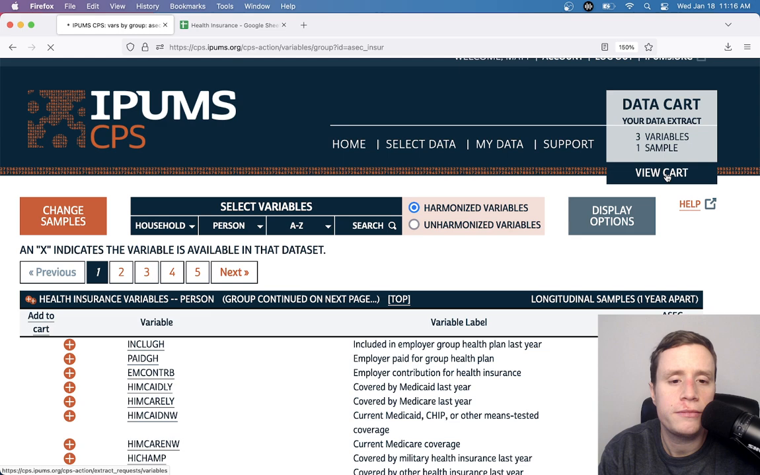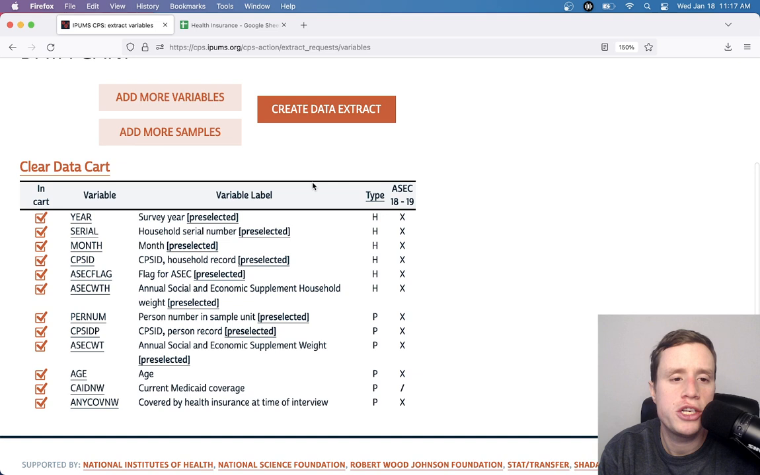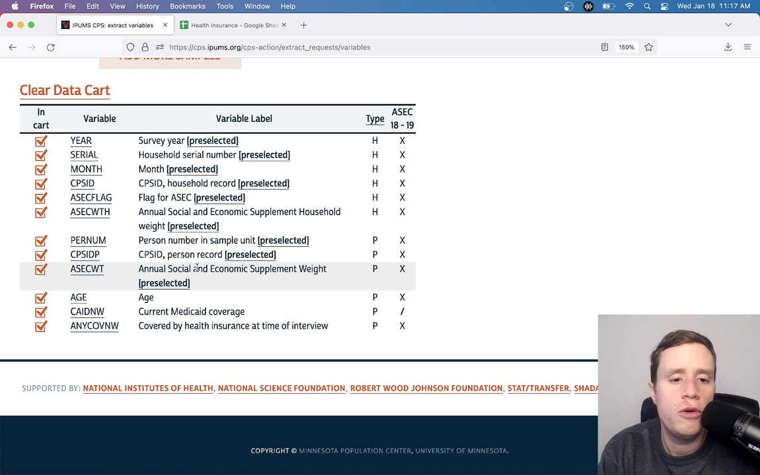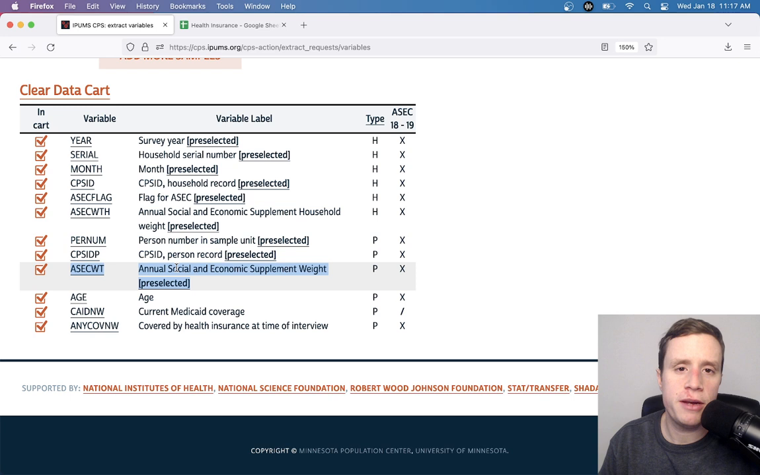Oh, no, we need one more thing. And this threw me initially. When you try to check out in any of these files, they usually will put a weight in the file. So see right here is the ASEC weight. And that's what you'll use pretty much all the time. In the ACS, they have one that's called person weight. That's really useful because you always have the weight that you need. The weight is how many people a specific person represents in the broader population.